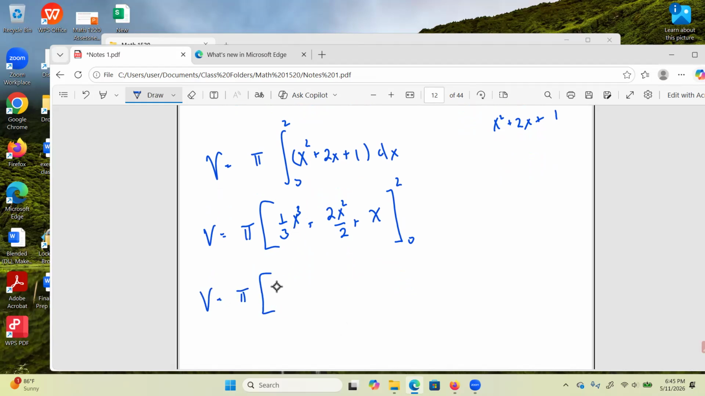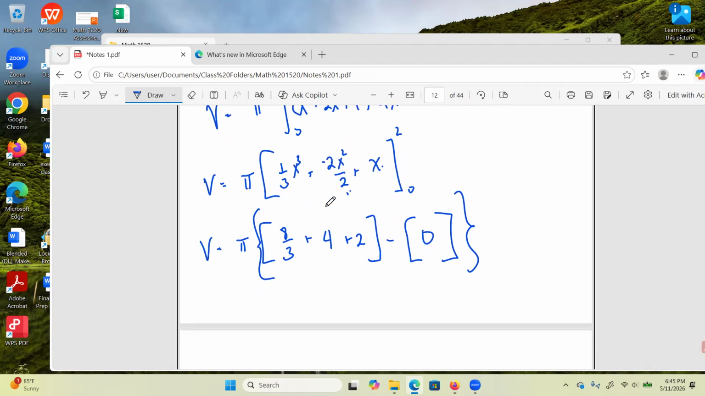Okay, I've got 2 cubed is going to be 8, so I've got 8/3 here, plus my 2 over 2 cancels. So we have 2 squared is 4. And then we plug in 2 for my x, so plus 2. Minus, if I plug in zero, we get 0. That's always a nice thing to do. So that's the calculation we have to deal with.